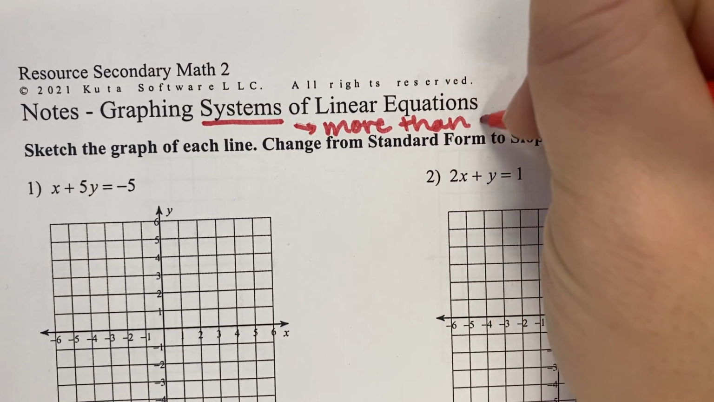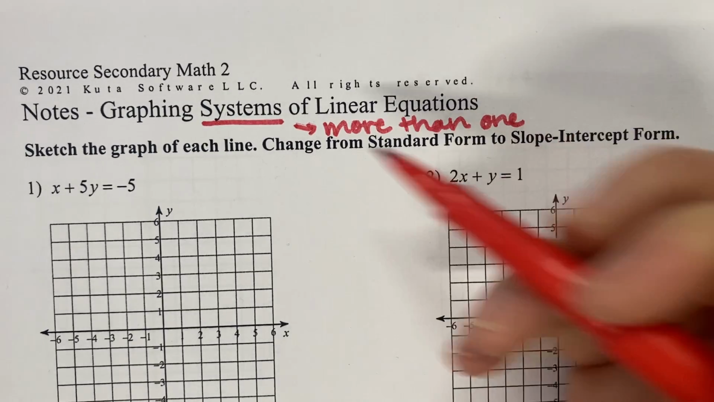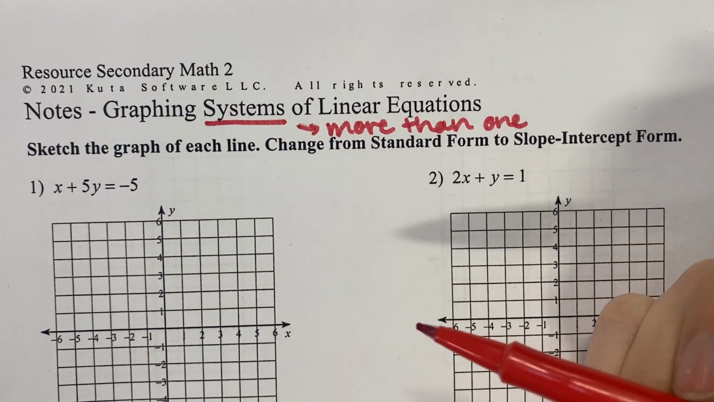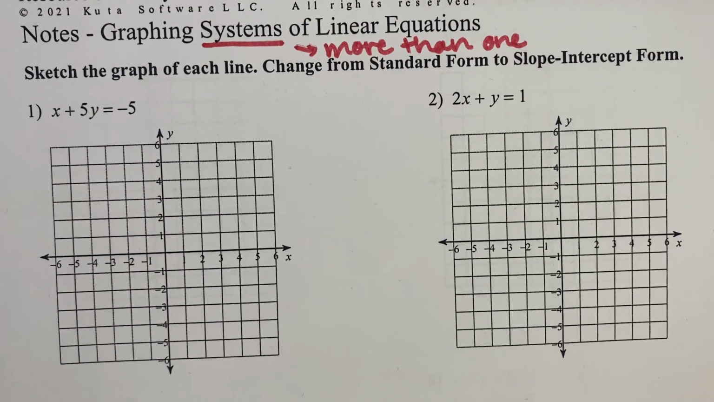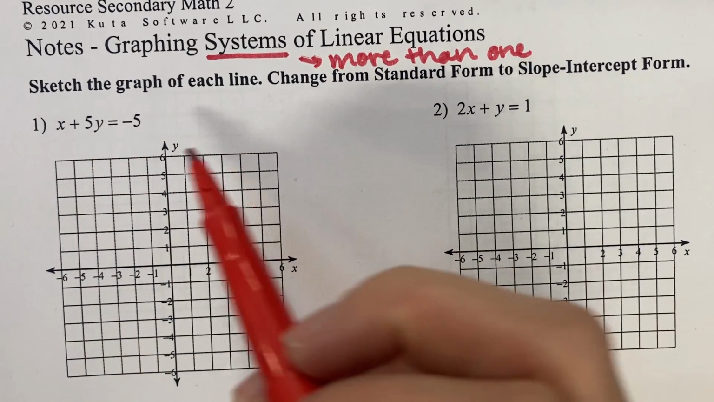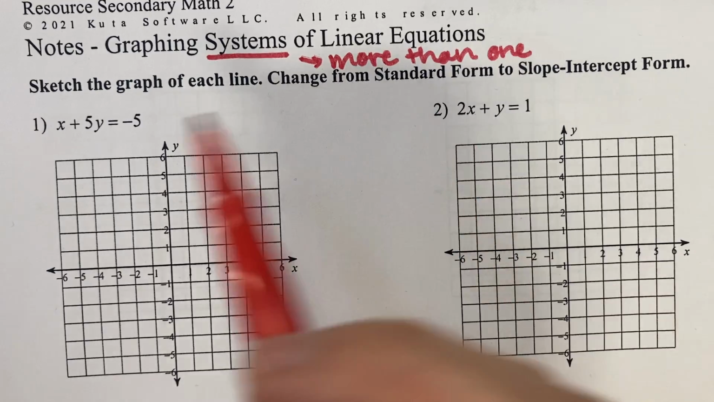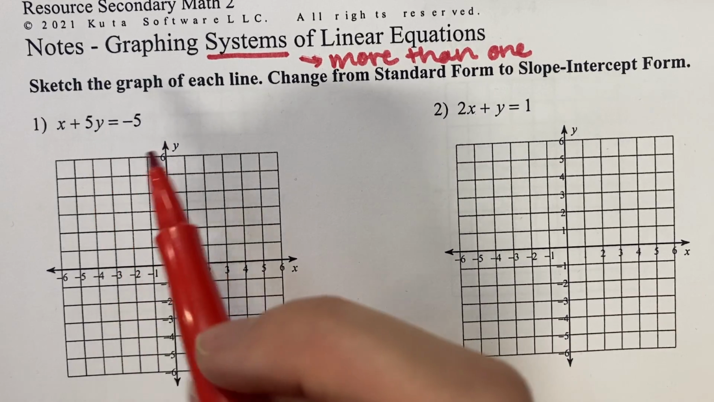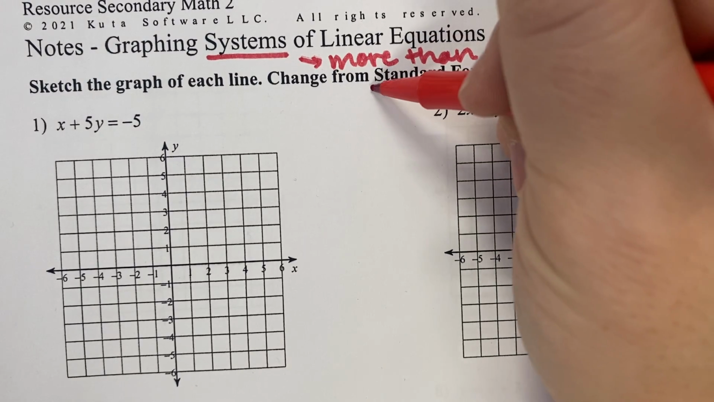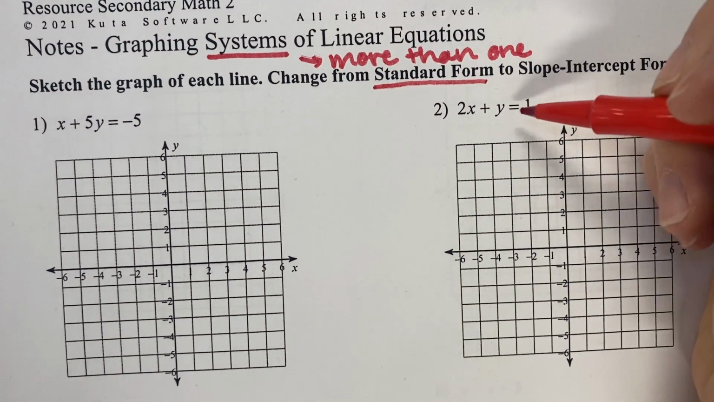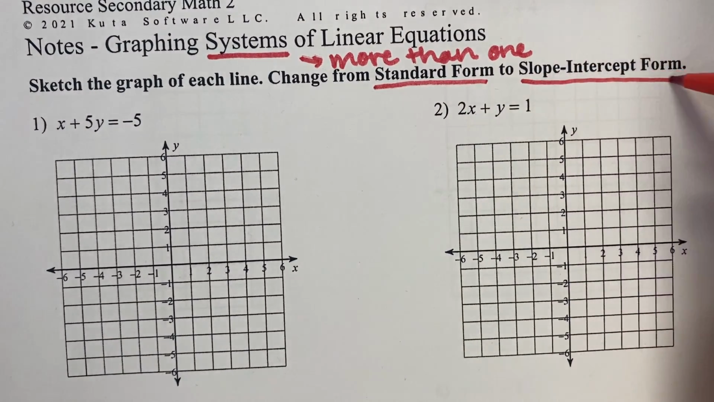Okay, so systems, more than one. So we're either graphing or we are given more than one equation. Well, let's look at 1 and 2. These are actually not systems because we're only given one equation. So what we're going to do with 1 and 2 is change them from standard form, which they are in now, to slope-intercept form.